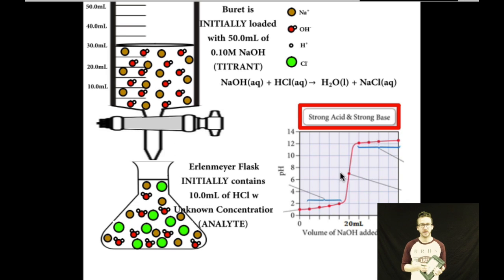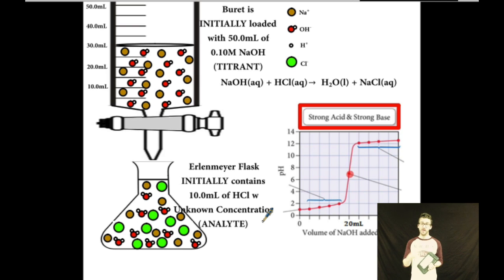Now I've dropped in 20 milliliters of my base. And notice I have a huge jump in pH. I go from this distinctly acidic range up to neutral. As you take a look at my analyte, notice that I've used up all of my acid. It's reacted with the hydroxide that I've dropped into that solution. So all that's in solution at this point is water and my aqueous sodium chloride salt.